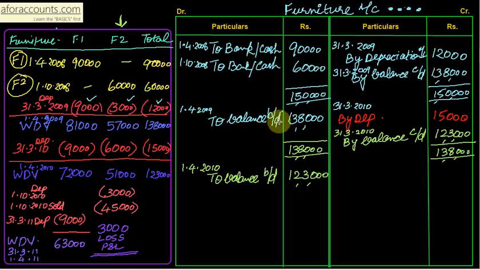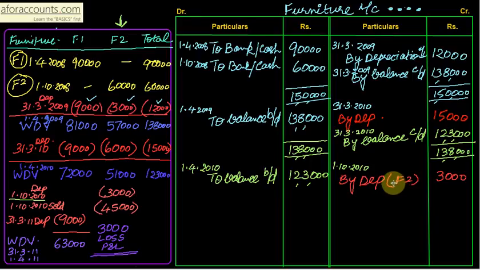So the date is 1/10/2010. See here in your working 1/10/2010. So on 1/10/2010, 3 entries will always be done. First entry is depreciation till the date of sales. So by depreciation, this is for your F2 furniture because it is being sold in middle. So by depreciation, how much is the depreciation for F2? That is 3,000. So 3,000 is your depreciation for F2, that is second furniture.